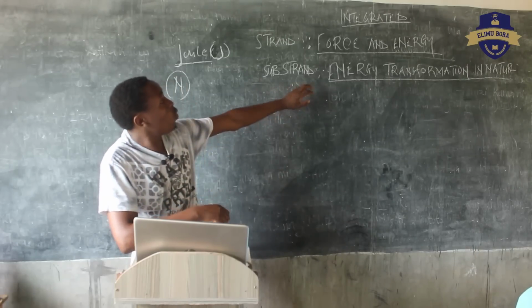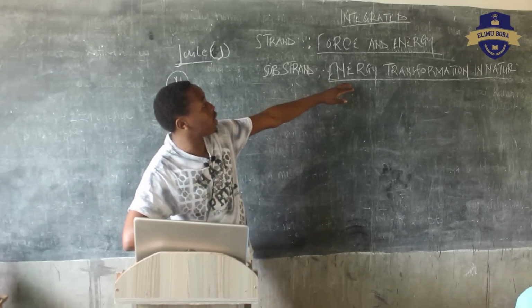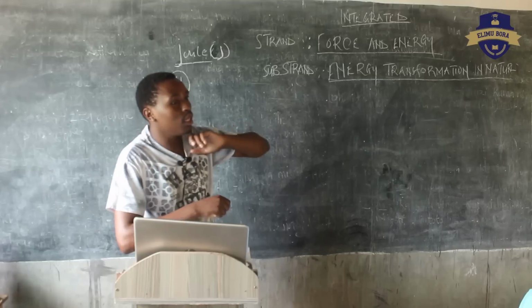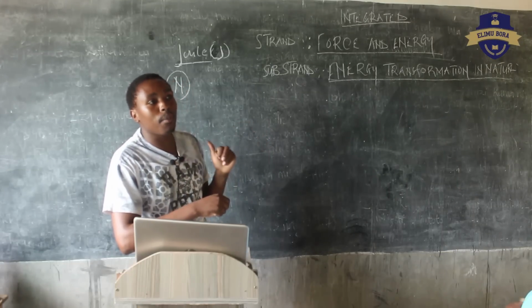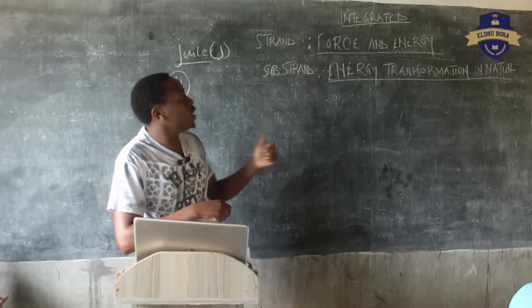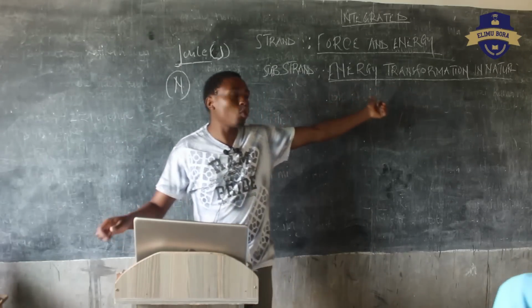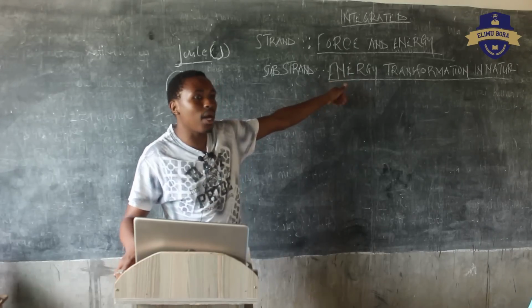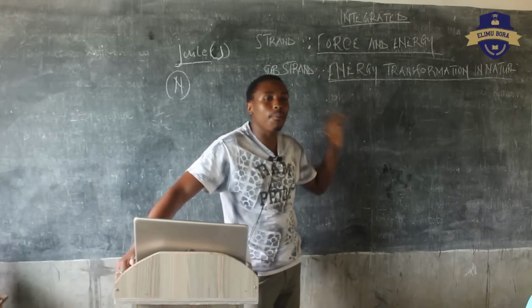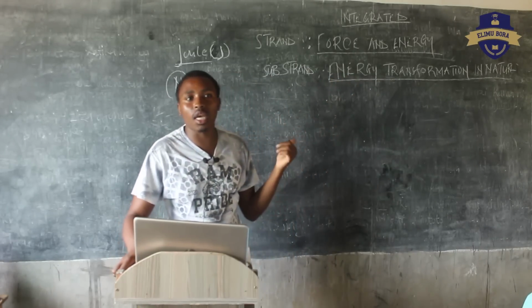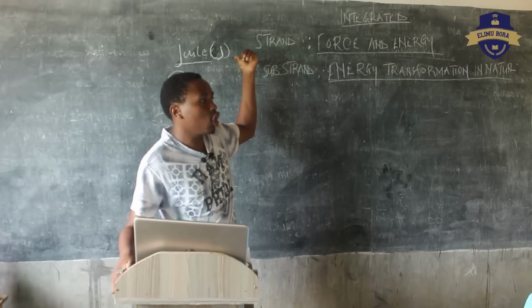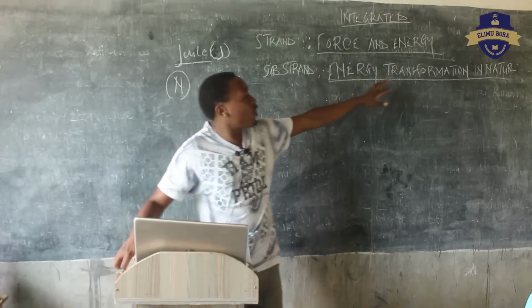So today, this time we want to look at energy transformation in nature. So here, first of all, we want to be able to identify the meaning of transformation. Already we know the meaning of energy, whereby you have just said energy is the ability to do work, and the SI unit of energy being J. So what is transformation?